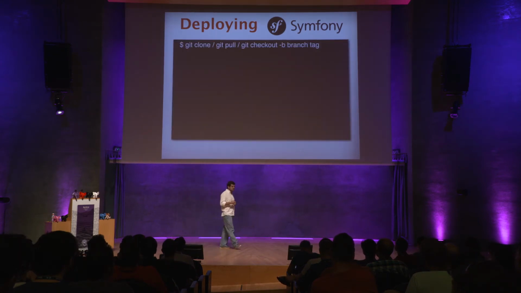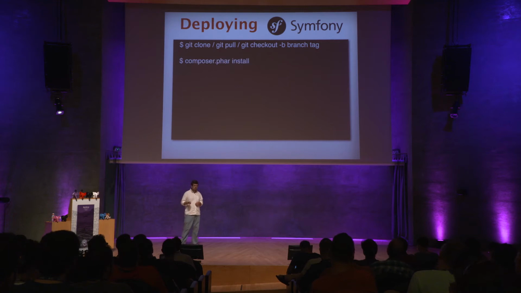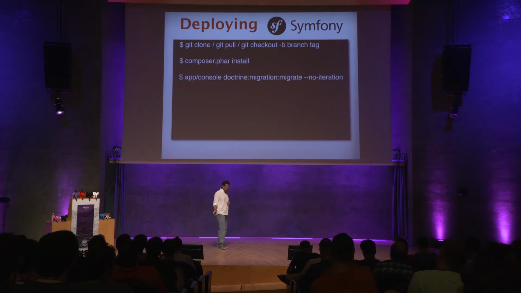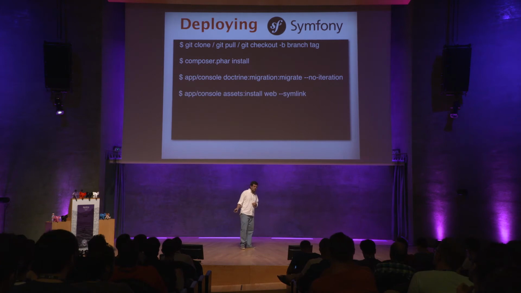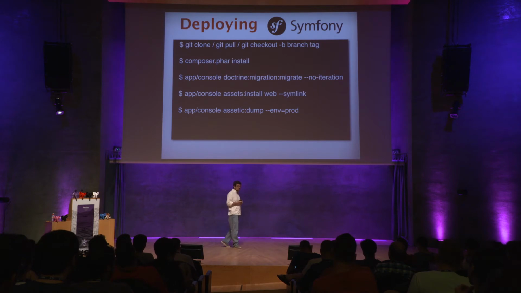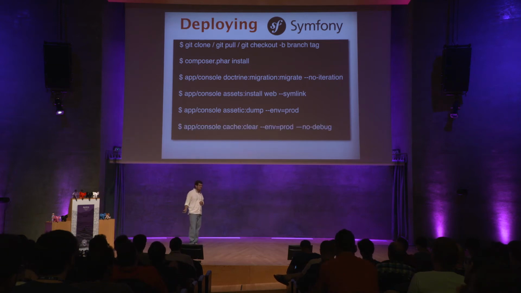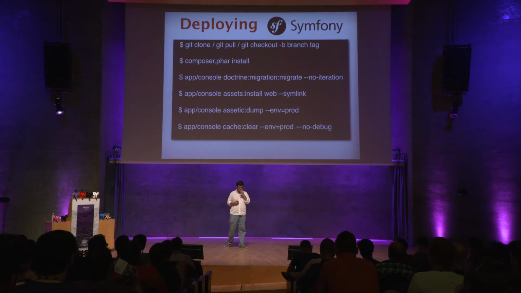If we translate this into commands, we would do git clone, git pull, git checkout, something like that. Then we run Composer. We run Doctrine migrations if we have to. We install the assets into the web directory. If we are using Assetic, which I don't know how many people still use, you run Assetic or you run Gulp, whatever you're using to generate your assets. And then you clear the cache. These are the basic commands to deploy an application.